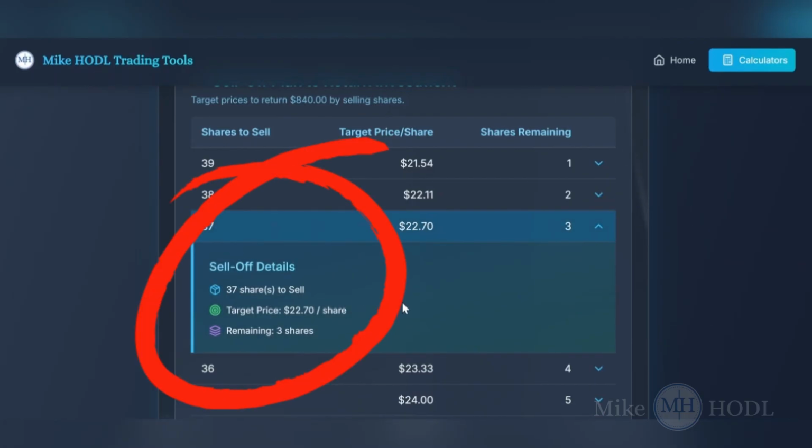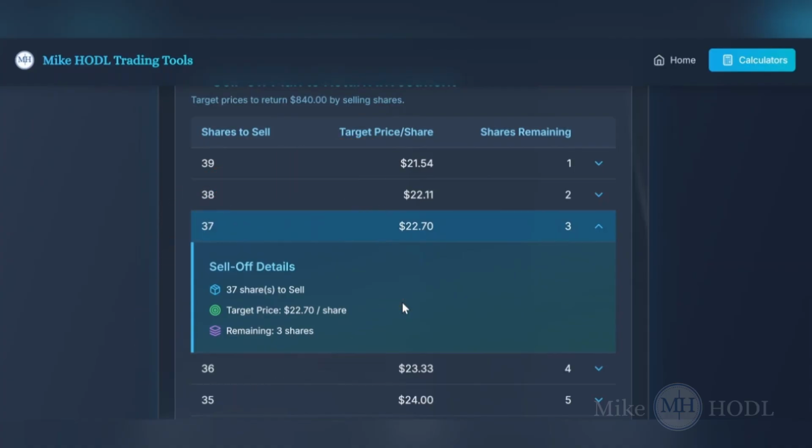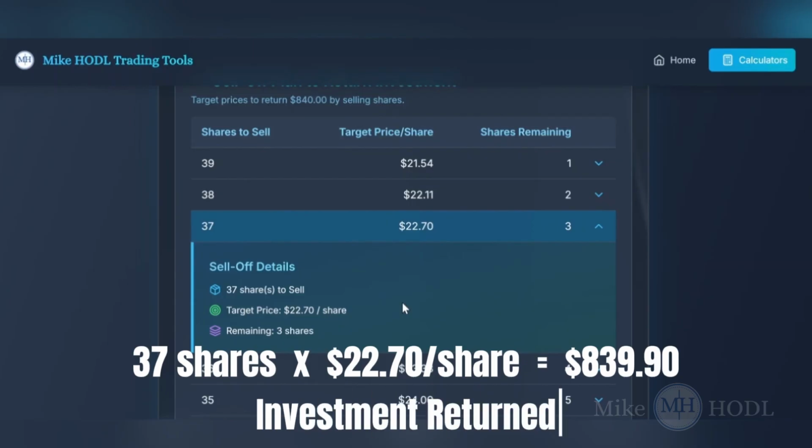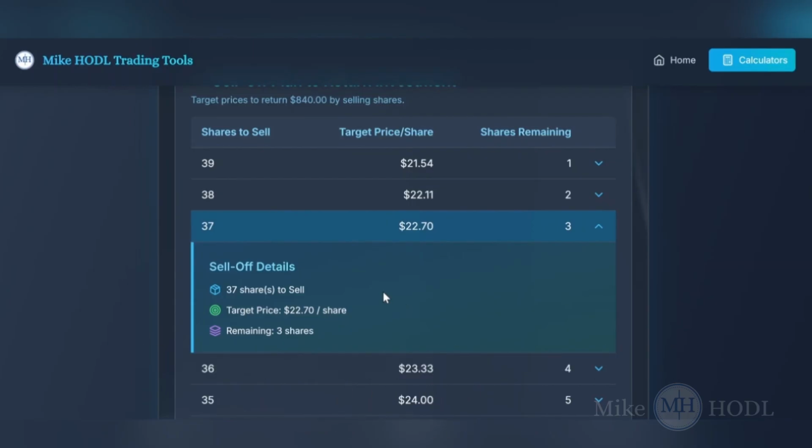Now it gives us the sell-off details. So we would need to sell 37 shares at a target price of $22.70 per share. That would leave us a remaining total of 3 shares. And that would either be at no cost, or we can tremendously reduce the risk on this position, making the risk very little.